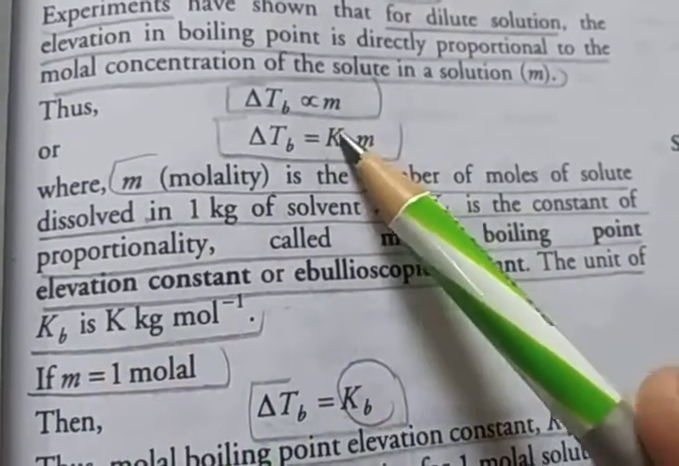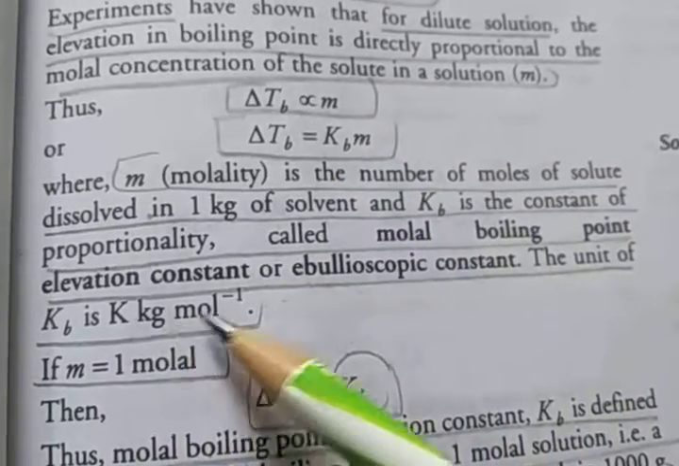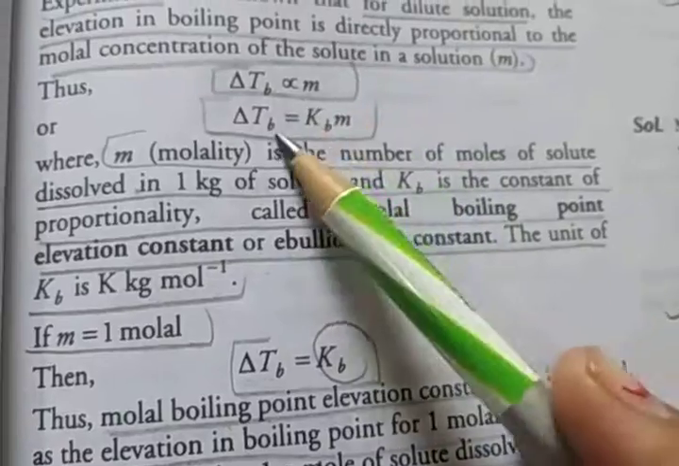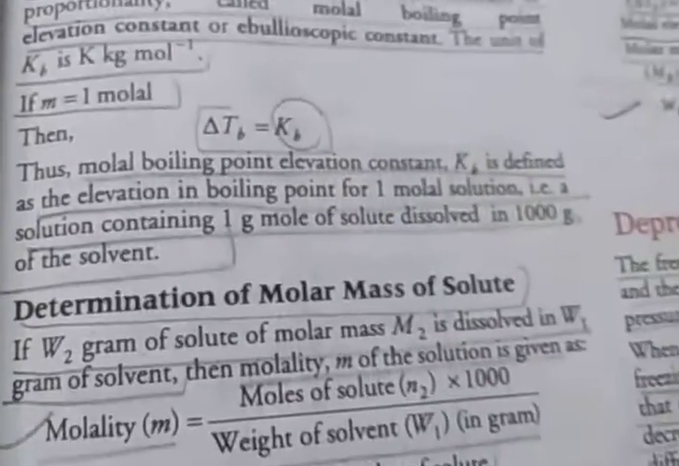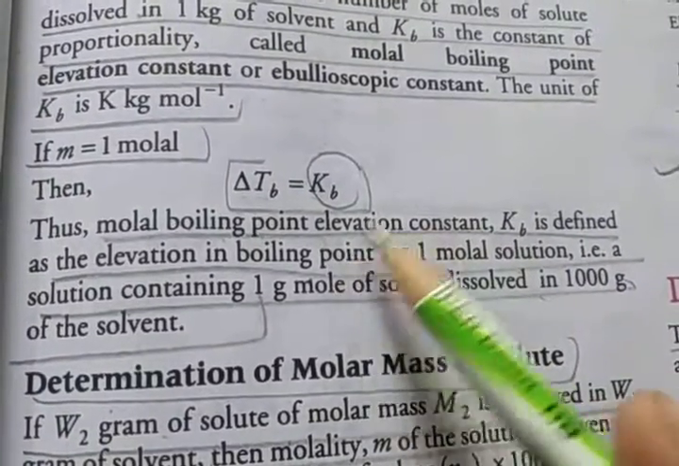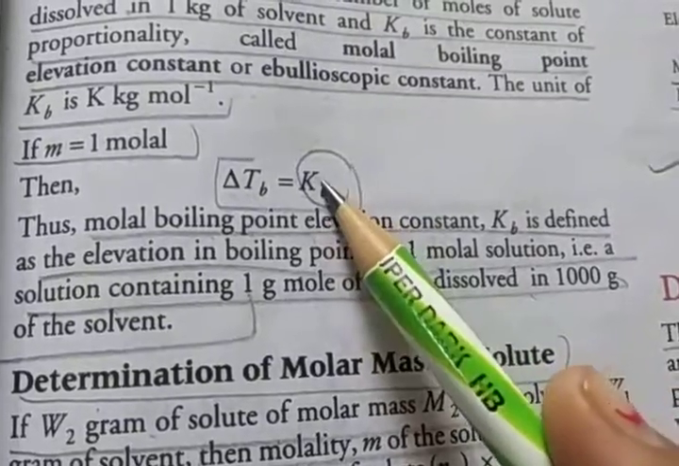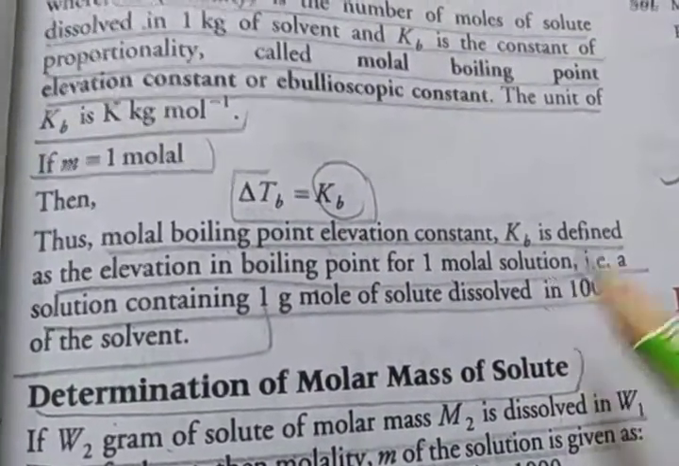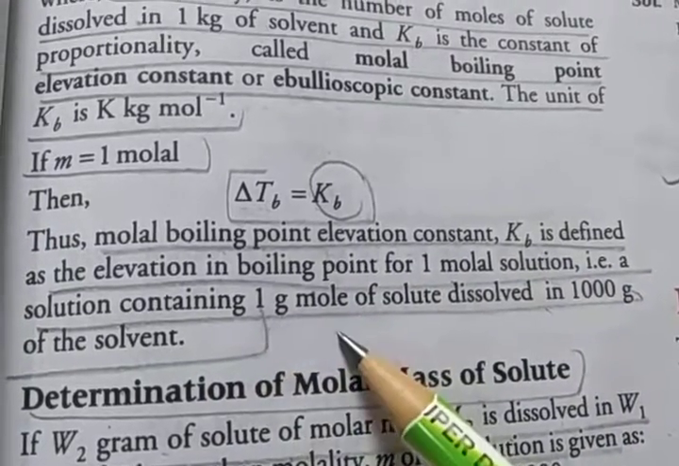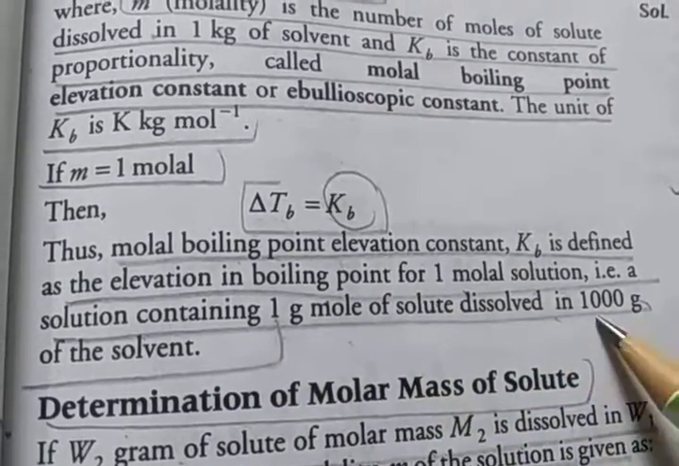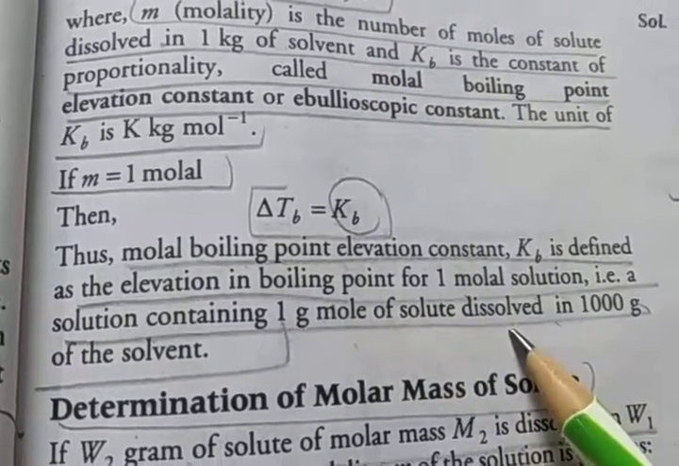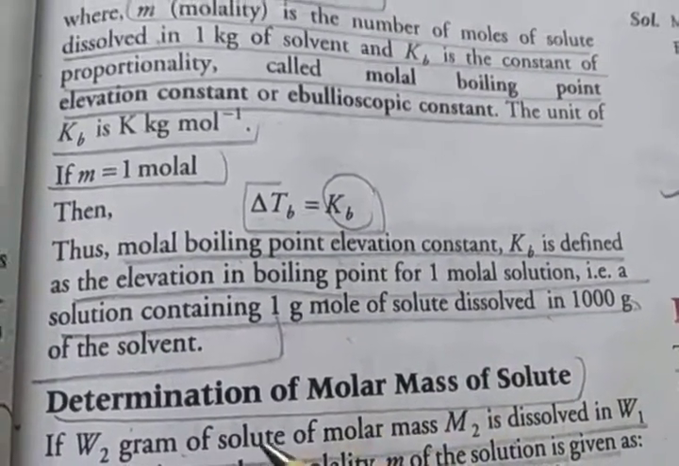The unit of kb is K kg mole inverse. If m is equal to 1 molal, then delta TB is equal to kb. So the molal boiling point elevation constant kb is defined as the elevation in boiling point for a 1 molal solution, that means a solution containing 1 gram mole of the solute dissolved in 1000 gram of the solvent.